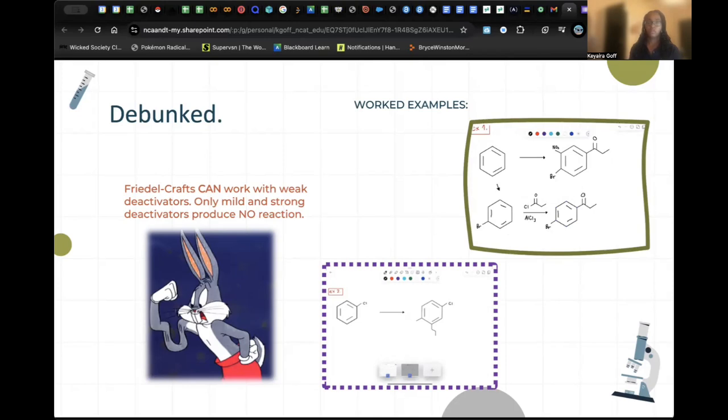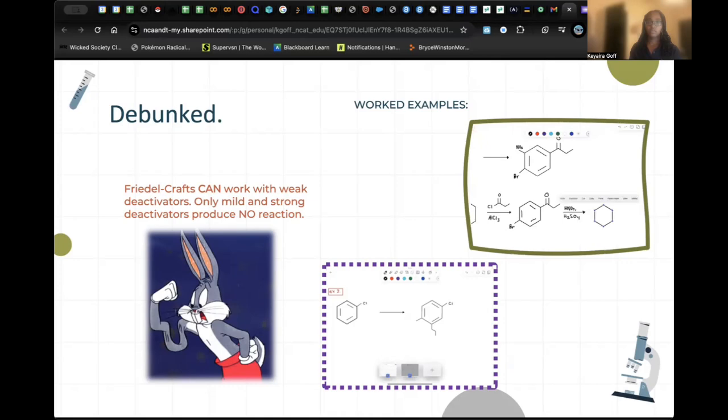Is this an ortho-para or meta director? This is a meta director. So therefore, now we can do nitration. We get our final product, because even though the bromine is a weak deactivator, it is not too weak that we can't do Friedel-Crafts.